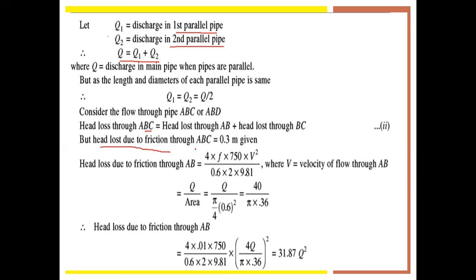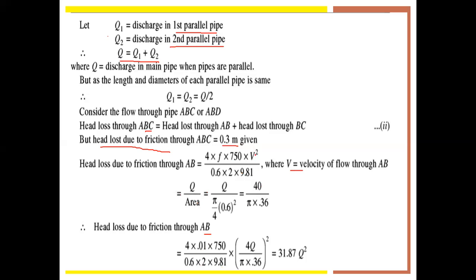But a head loss due to the friction, 0.3 meter is given. Therefore the head loss due to the friction through AB is equals to 4 into F into L into V square by diameter into 2 into 9.81, where V is equals to velocity. Now V అక్కడ AB అని పెట్టుకోండి, స్మాల్ గా VAB స్క్వేర్ అని పెట్టుకోవచ్చు. Therefore Q by area, that is equal to Q by pi d square, that is equal to 40 by pi into 0.36. Now the head loss through the friction AB is 4 into 0.1 into 750 divided by 0.6 into 2.81.